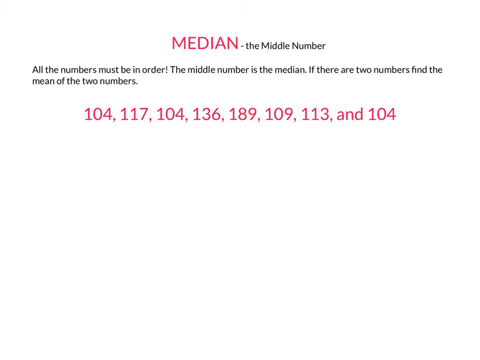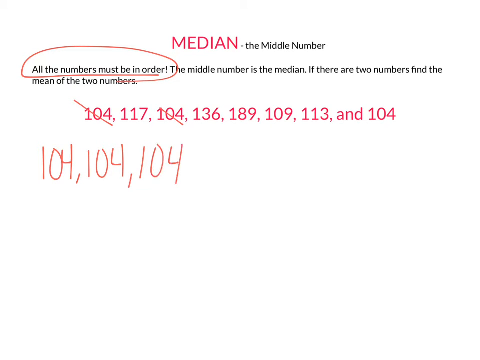So first of all, and most important, this is a very common mistake students make, is that all numbers must be in order. Every single number has to be in order. So let's go ahead and put these numbers in order. My smallest number is 104. And then I have another 104. And I have another 104. And you can notice that I'm kind of crossing them off as I go. That helps you to make sure that you don't accidentally miss one.